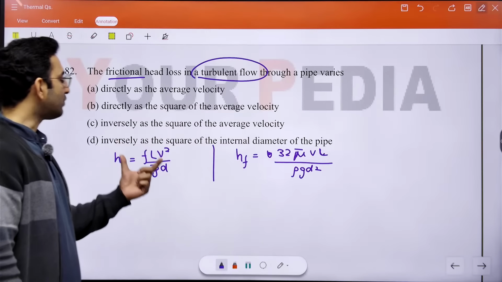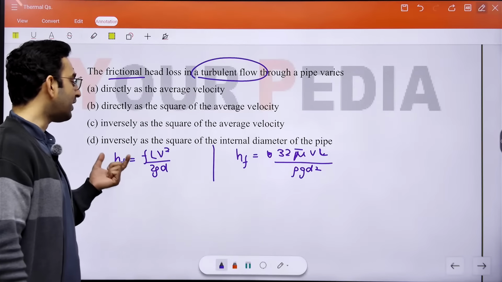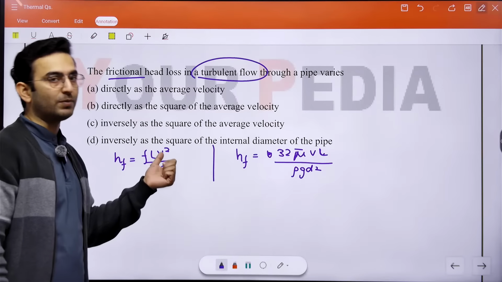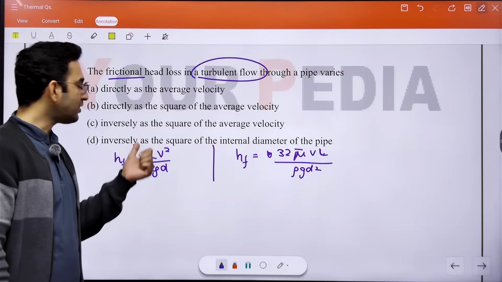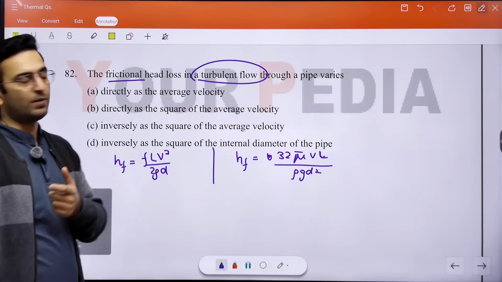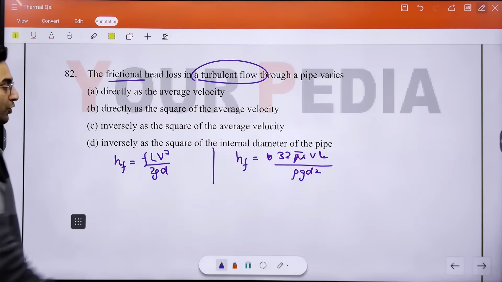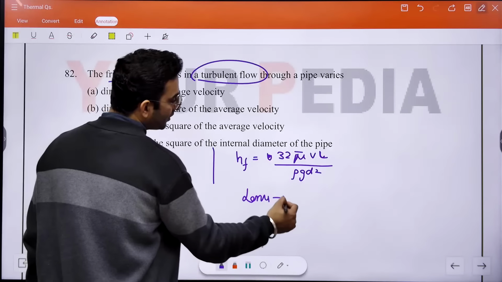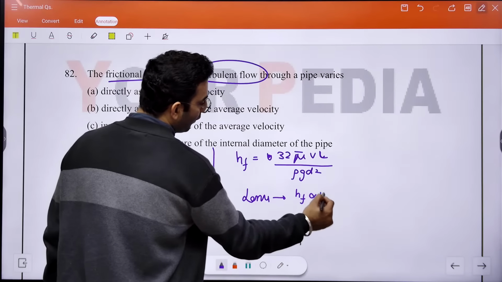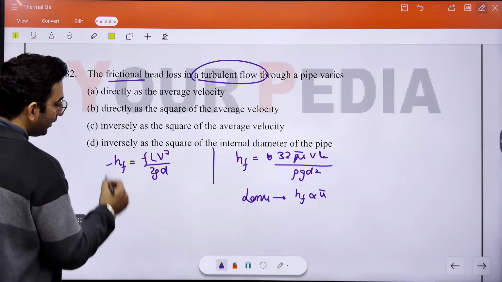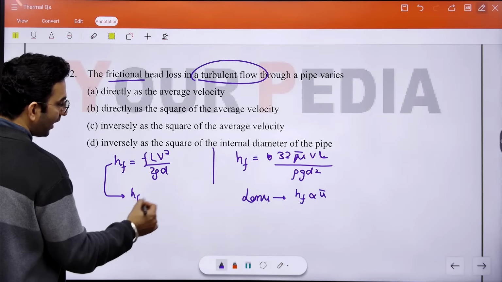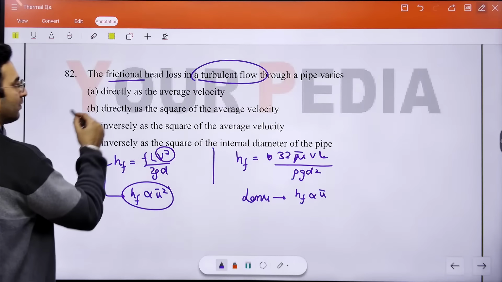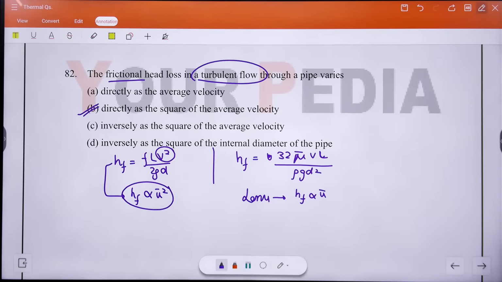Because if you use this formula, you may get the idea that in laminar flow also, head losses vary with the square of the velocity, but that is not the case, because in the friction factor also we have a Reynolds number. So you have to understand, in laminar flow the head losses are directly proportional to the velocity, and in turbulent flow head losses are directly proportional to the square of the velocity, V square. Remember this condition, this is important for you.